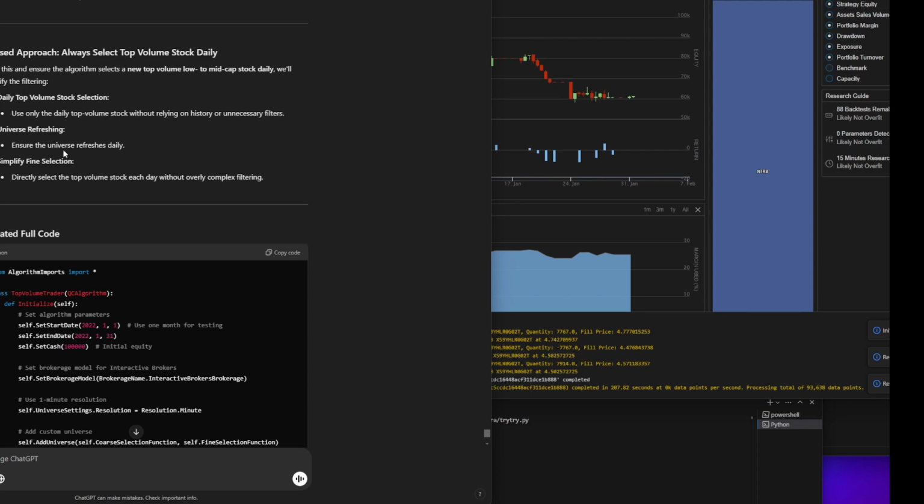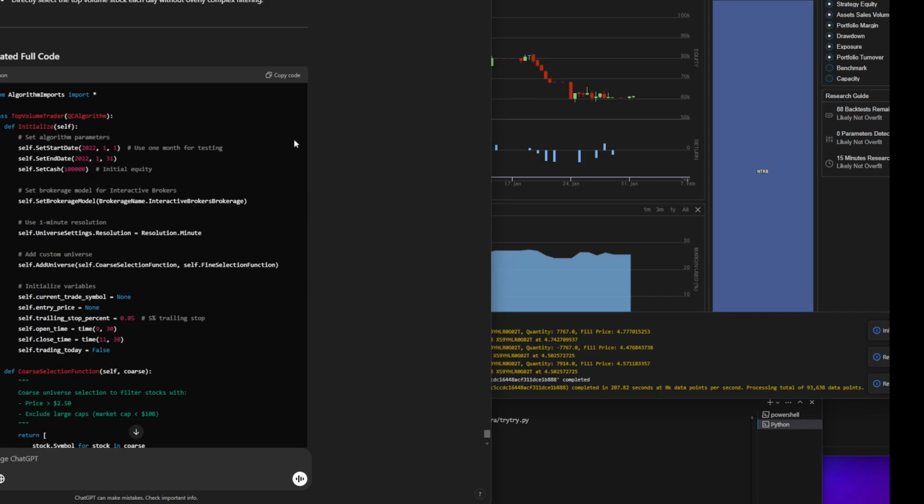Universe refreshes daily. Ensure the universe refreshes daily. Universe is like New York Stock Exchange or NASDAQ, or I think you use another one as well. Directly select the top volume stock each day without overly complex filtering. All right, I'll let you know how this one goes then.